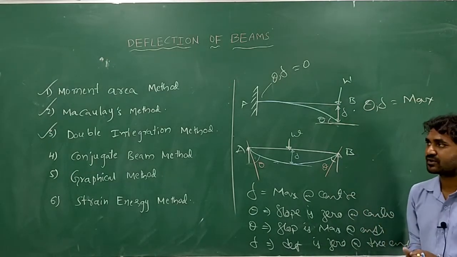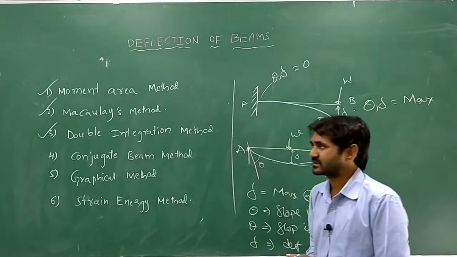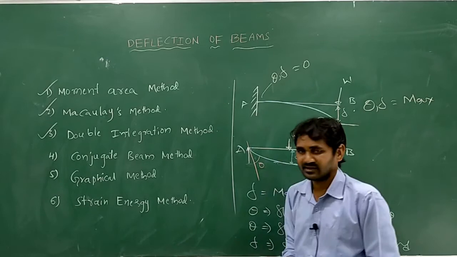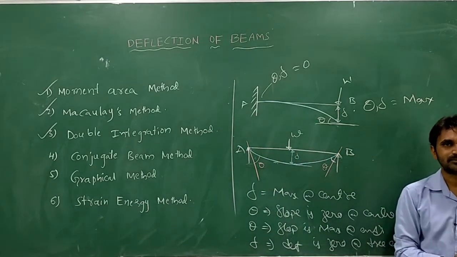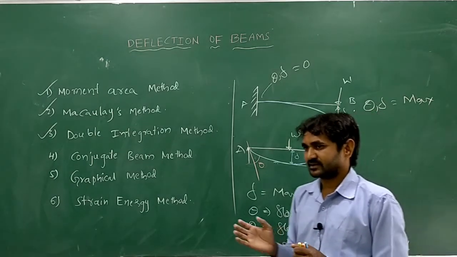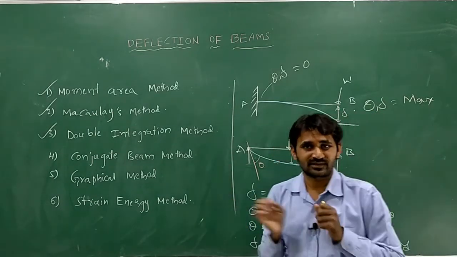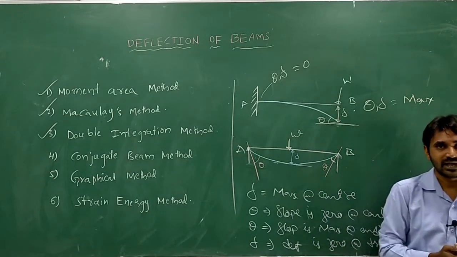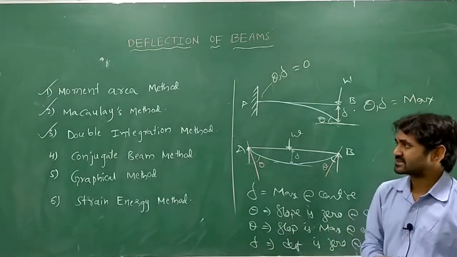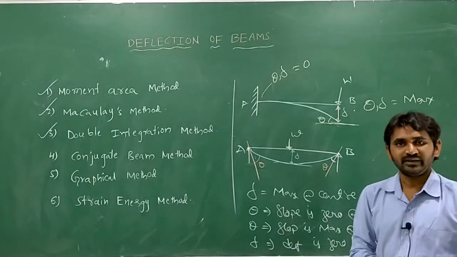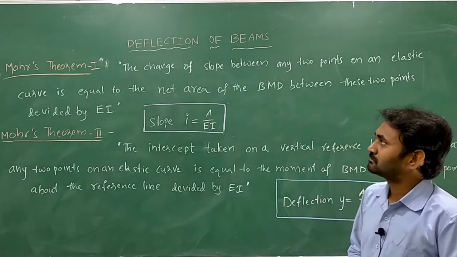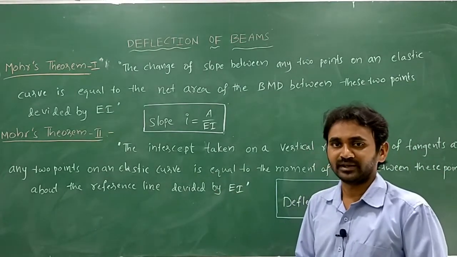So let us solve these methods one by one. What is the moment area method, what is Macaulay's method, what is the double integration method, and we'll see all the problems and all the concepts. Whatever you think in your mind, that deflection of beams is the toughest one, just remove it from your mind, because I'll make it very simple. So let us see the first method, that is the moment area method.